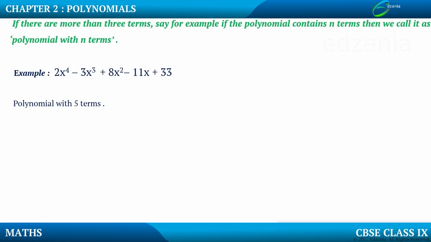Similarly, depending upon the number of terms, if the number of terms is 1, we call it a monomial. If the number of terms is 2, we call it a binomial. If there are 3 terms, we call it a trinomial. And if there are more than 3 terms, say n terms, then we call it a polynomial with n terms. Also, you have to remember one more thing: division and multiplication do not separate the terms, whereas addition and subtraction will separate the terms.